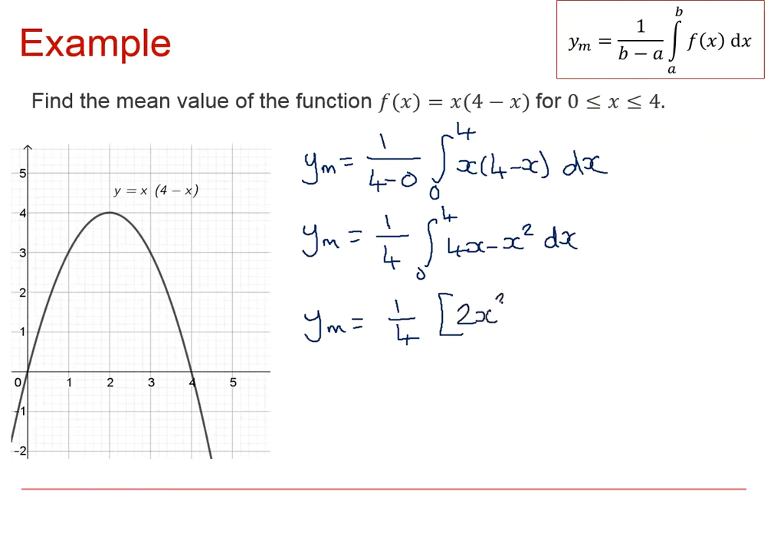If we do this integration, we get 2x squared minus x cubed over 3 between 0 and 4. Again, if you do your substitutions, you end up with the mean value of that function being 8 over 3. So what this means is that for this curve here, between 0 and 4, the mean value is 8 over 3, so around here.